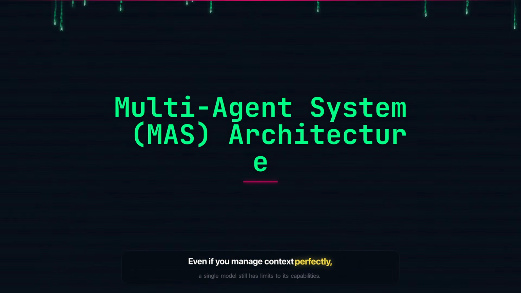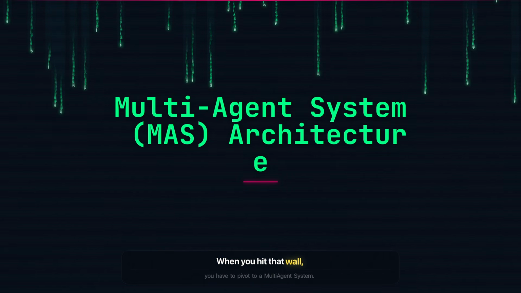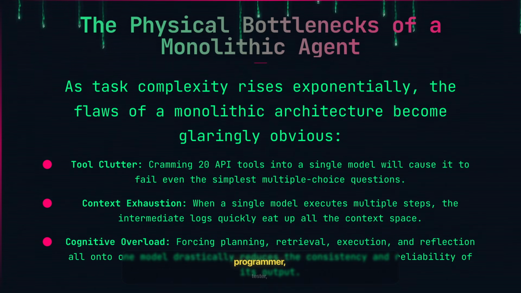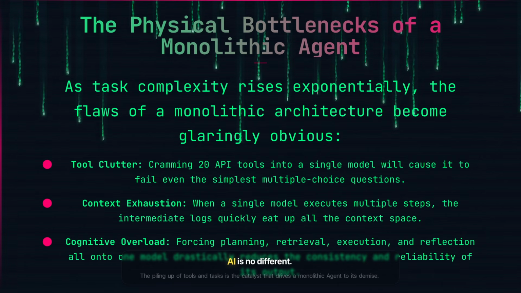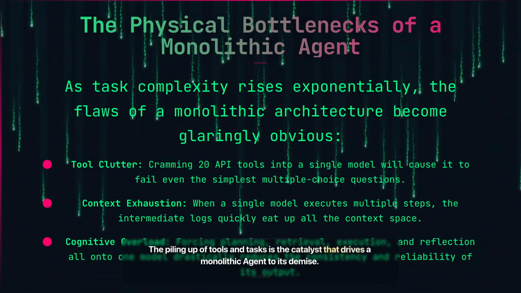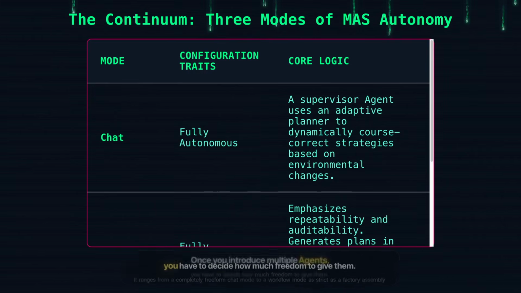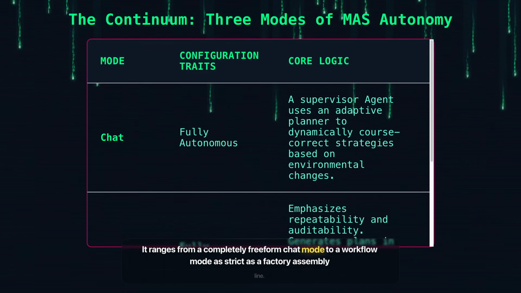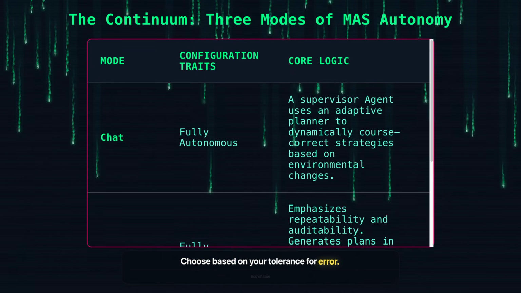Even if you manage context perfectly, a single model still has limits to its capabilities. When you hit that wall, you have to pivot to a multi-agent system. If you make one person act as the architect, programmer, tester, and product manager all at once, they will definitely break down. Once you introduce multiple agents, you have to decide how much freedom to give them. It ranges from a completely free-form chat mode to a workflow mode as strict as a factory assembly line. Choose based on your tolerance for error.